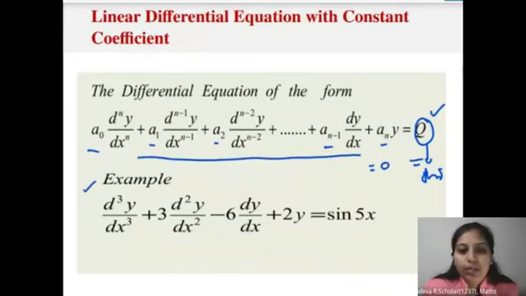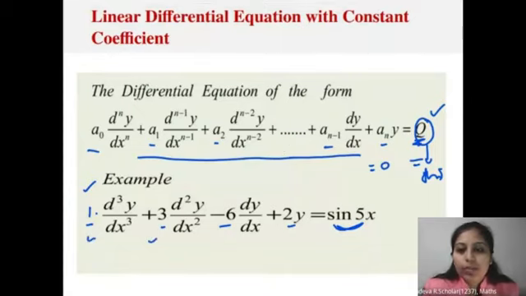For example, we have the equation d cube y upon dx cube plus 3 d2y upon dx square minus 6 dy upon dx plus 2y is equal to sine 5x. Here we can see this is a third order linear differential equation. The coefficients 1, 3, minus 6 and 2 are all constants, and sine 5x is a function of x in place of Q. So we can call it a linear differential equation with constant coefficients.